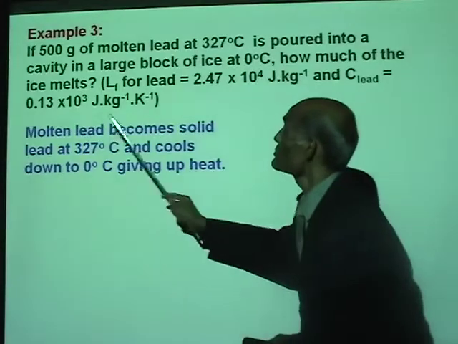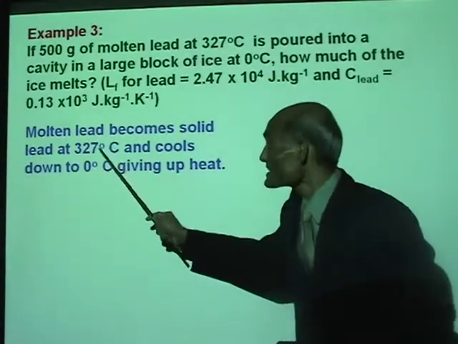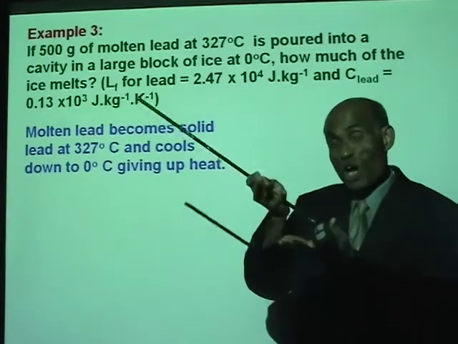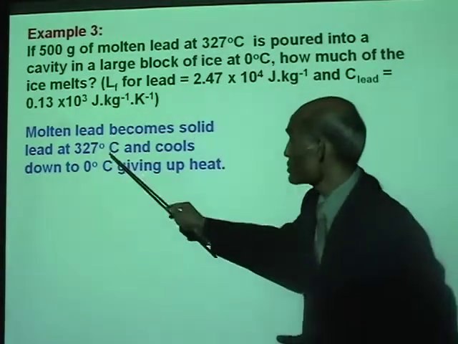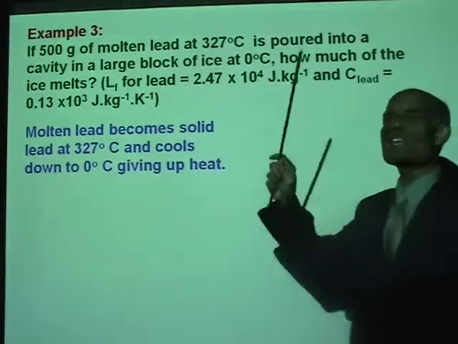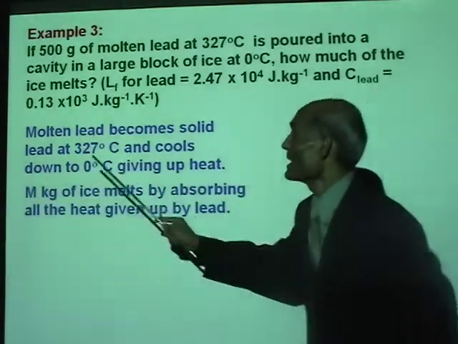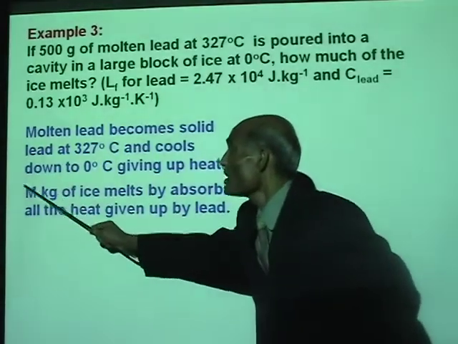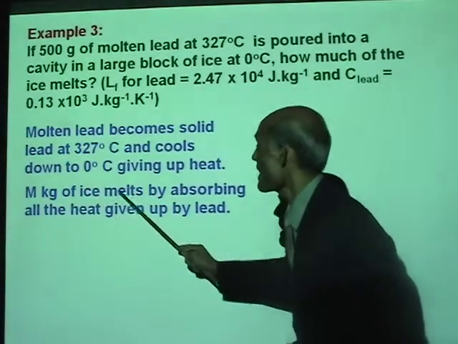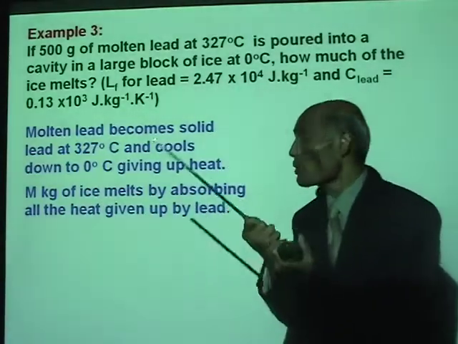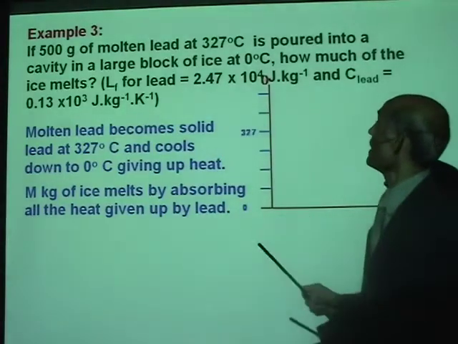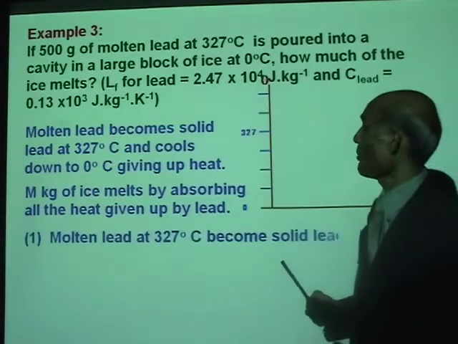Molten lead becomes solid lead at the same temperature. Liquid freezes to solid without changing temperature and then cools down to 0 degrees Celsius, giving up heat. M kilogram of ice, we don't know what m is, we need to find m. M kilogram of ice melts by absorbing all that heat. Alright, let's approach it graphically as before.